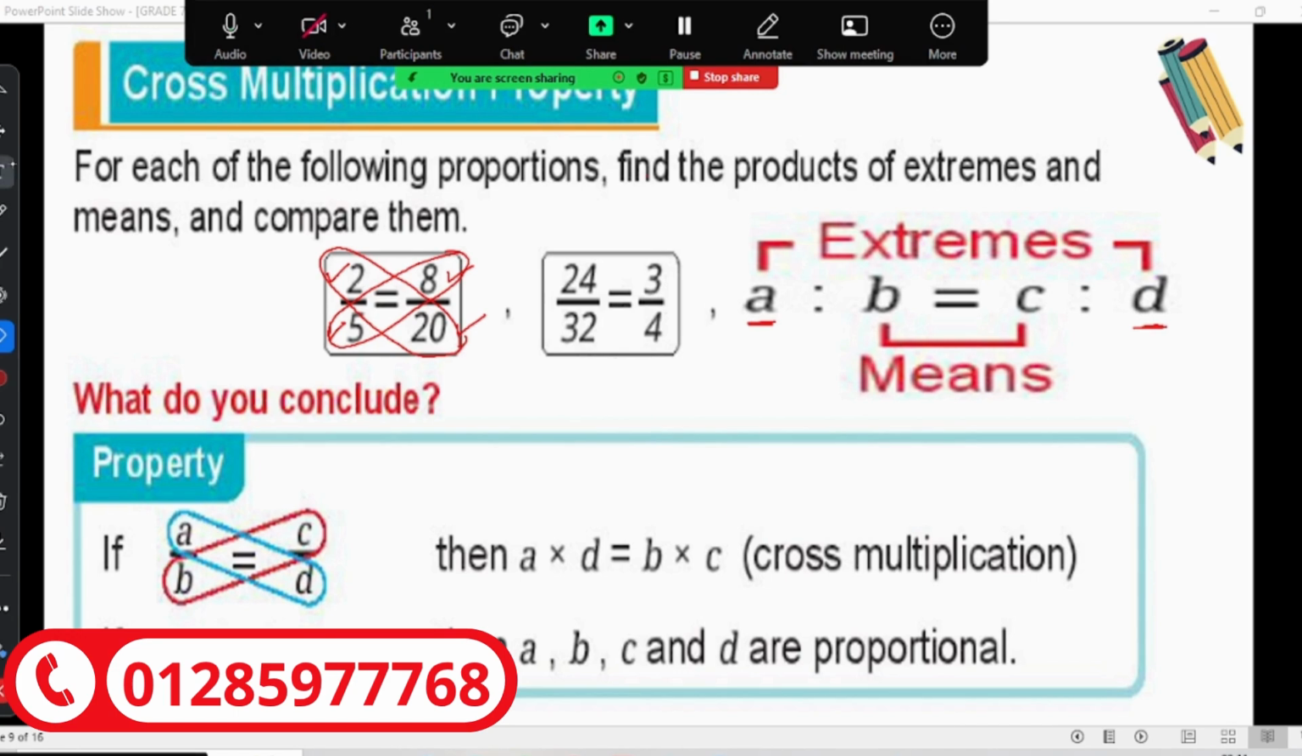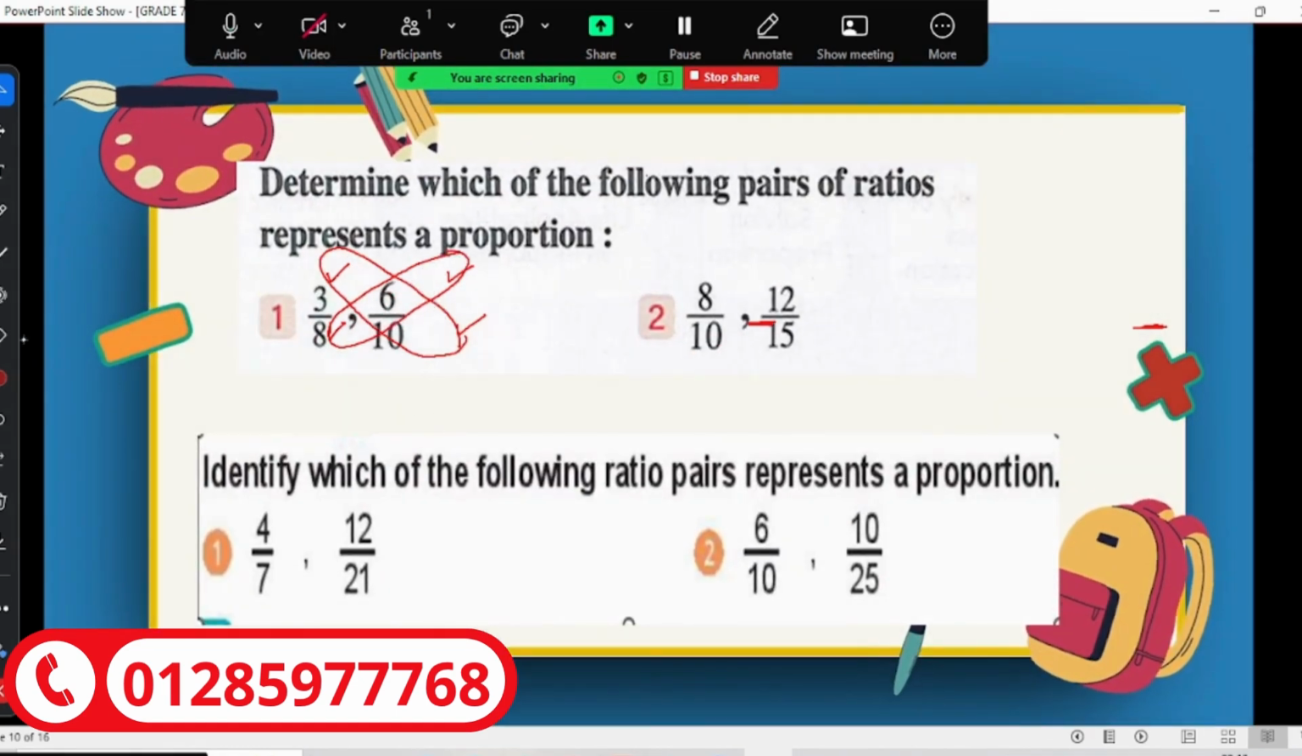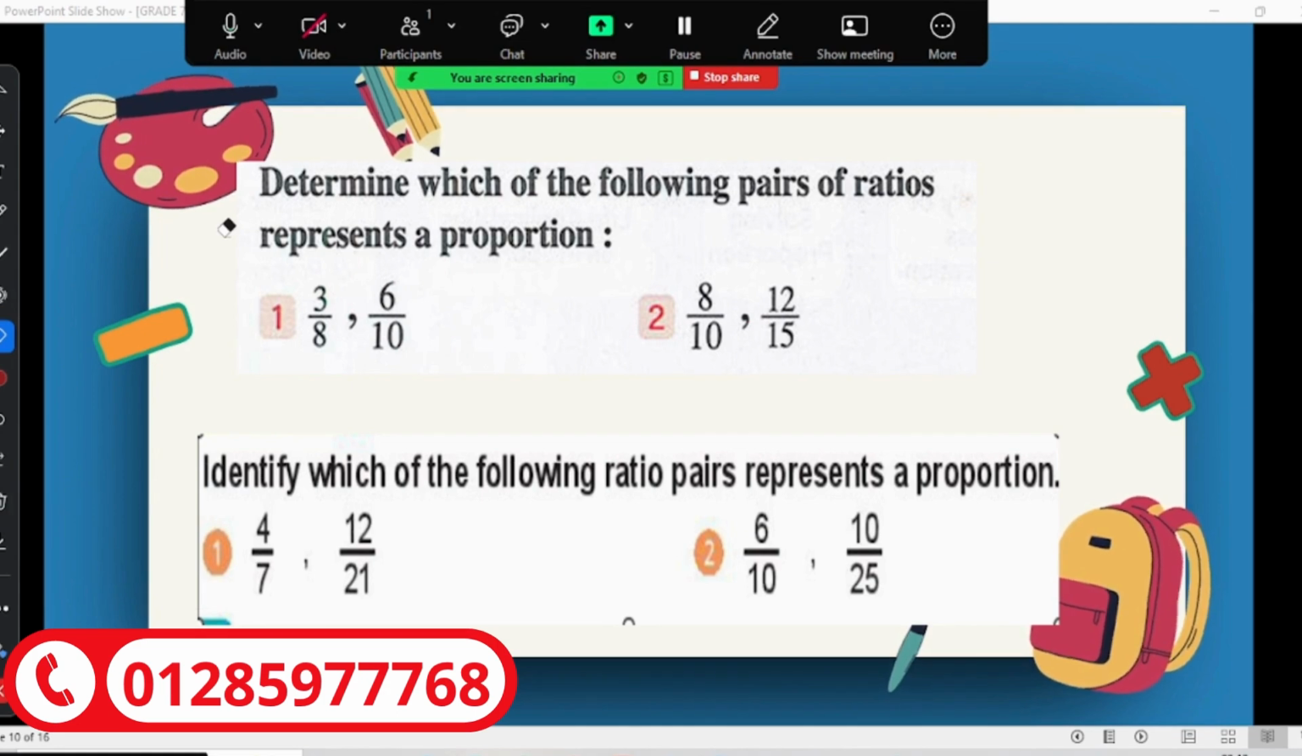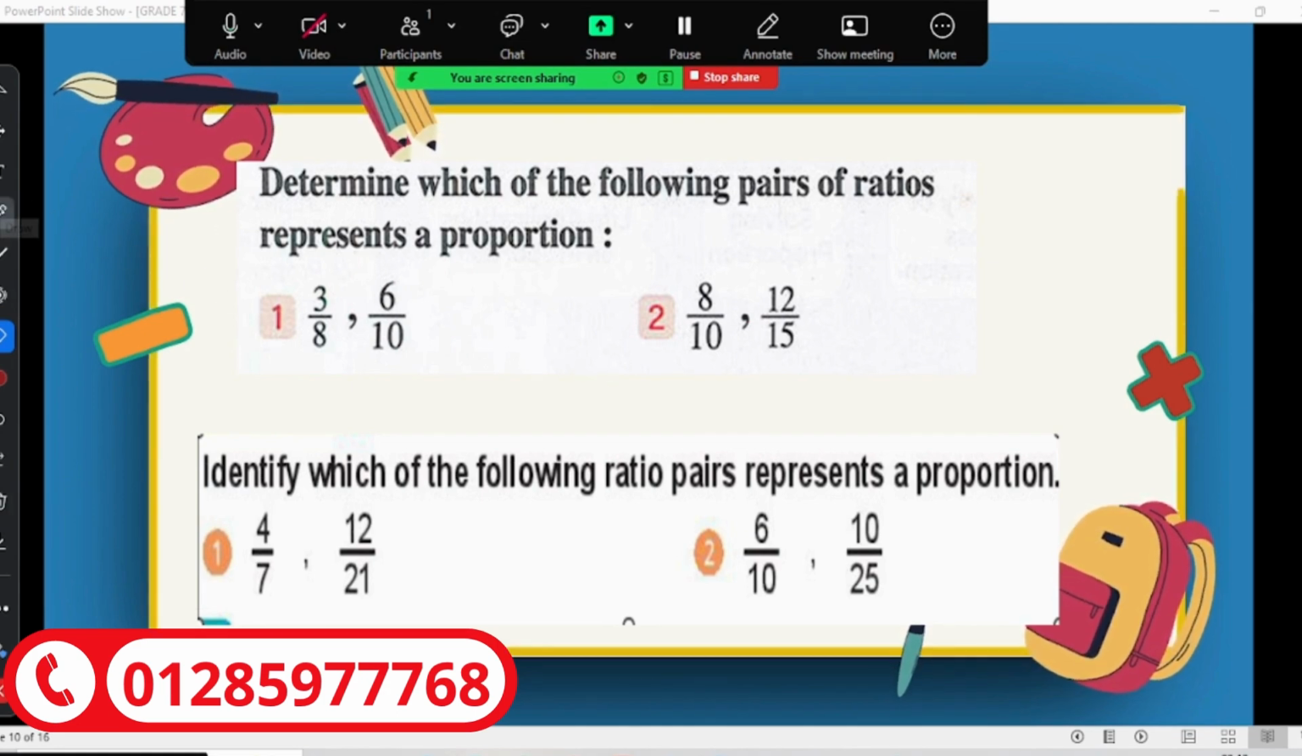How can we use this property in mathematical problems? Let's move to the next slide to see how we can use this property to solve problems.